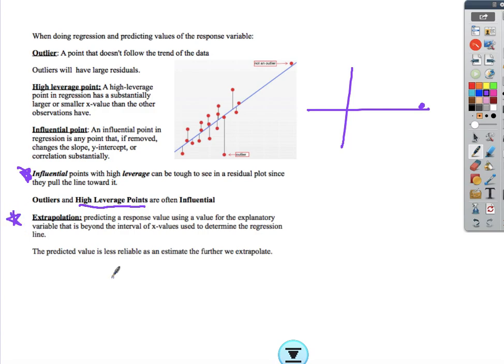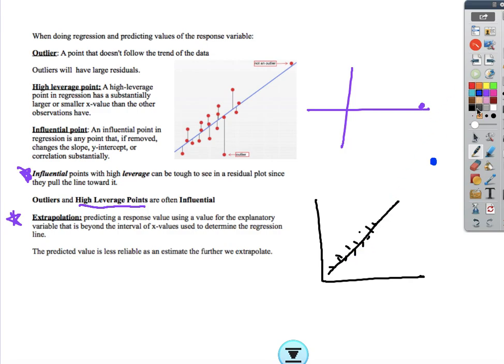Extrapolation, you might see that on the AP test. That's when you're trying to make predictions outside of the range of values that you were given. Oftentimes you could be given a picture that looks like this, and that's all you see. And you're like, yeah, that looks linear. Well, if you extrapolate into the future and use a linear model and make a prediction out here, it follows the line.